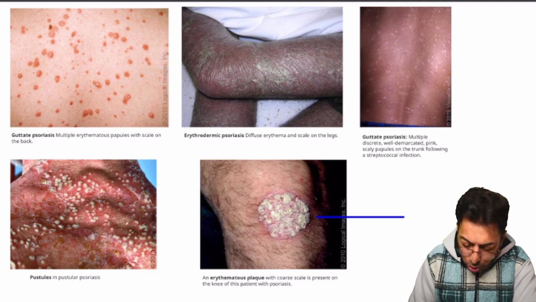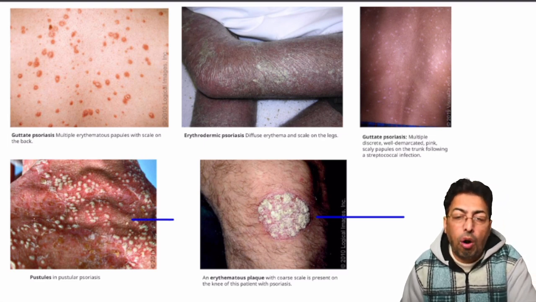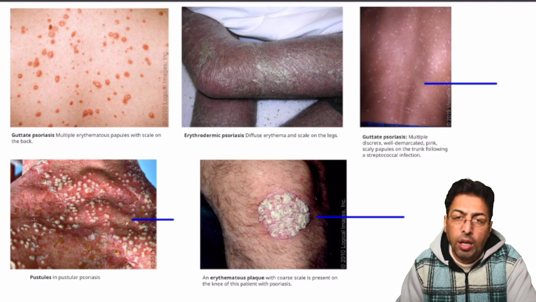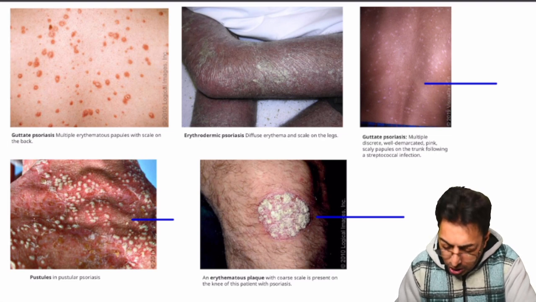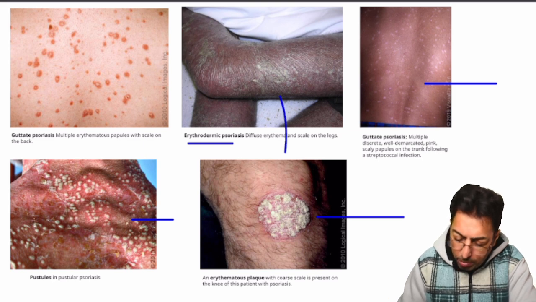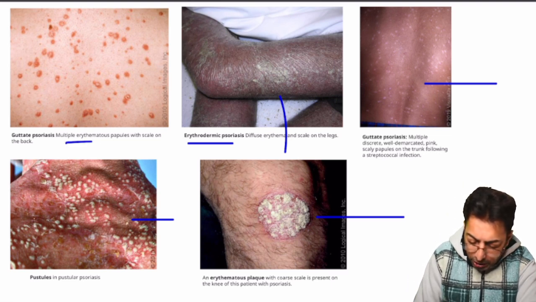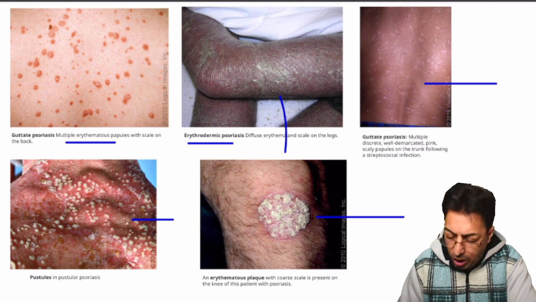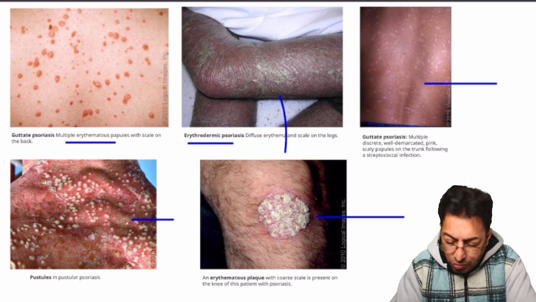This is pustular, small pustules formed over here, and over here this is guttate psoriasis, multiple small psoriatic patches on the back, you can see it. And this is the erythrodermic type. Over here, this figure shows the erythrodermic type of psoriasis. So you can see the erythema over there, the redness, and this is guttate, multiple patches on the back. So you have to recognize psoriasis in all the forms. That is very important.